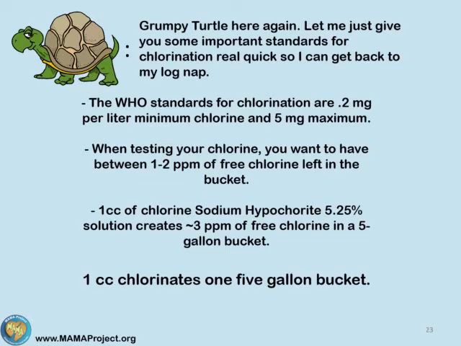1 cc of sodium hypochlorite, which is household bleach, usually 5.25%, creates a solution of around 3 parts per million free chlorine in a 5-gallon bucket. So 1 cc of 5.25% should be enough for a 1-gallon bucket.